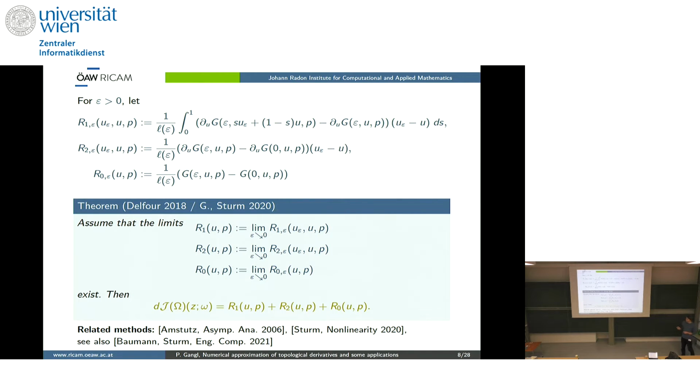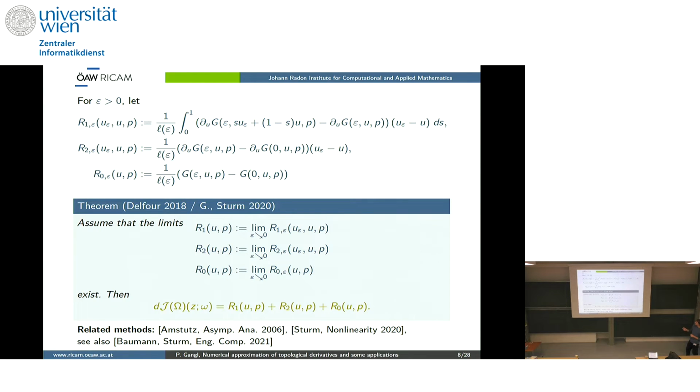Maybe let's have a brief look at the three terms once more. The third term here, denoted by R0, I denoted by R0 because it's something like only a partial derivative. It's only a perturbation in the geometry, in the epsilon parameter. So this is a more standard term, and the other two terms actually involve the variation of the state, u epsilon minus u0, and these usually involve a bit more work.